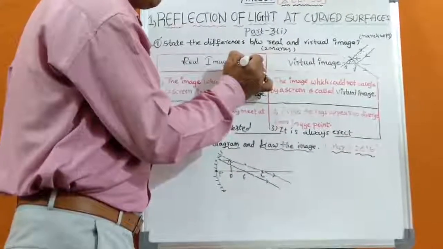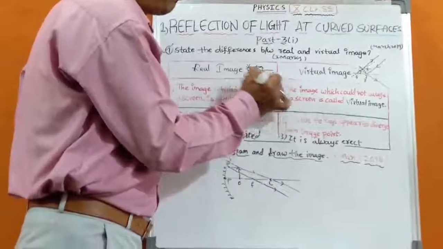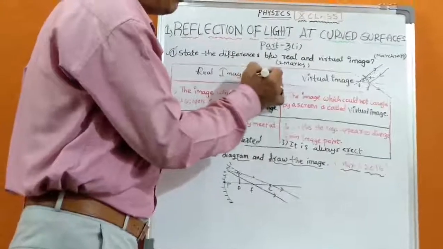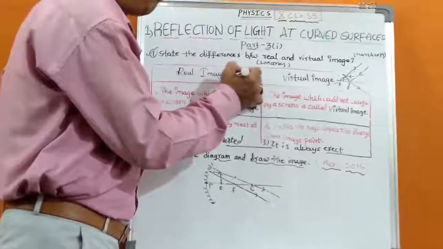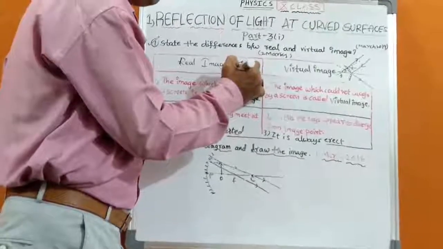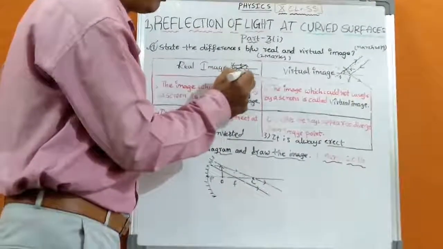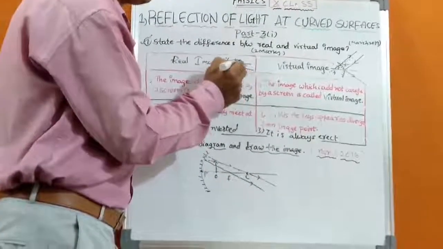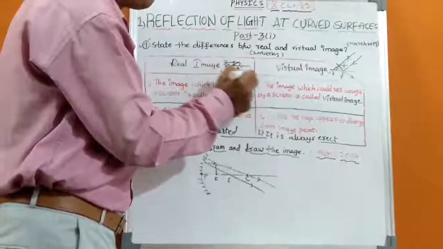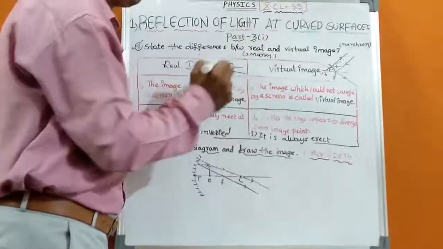When you take one ray parallel to the principal axis, it should travel through the focus. And I am taking another ray from the object that passes through the focus. It should be parallel to the principal axis. Now these two rays meet at one point. The actual reflected rays meet at one point. There we get the image.